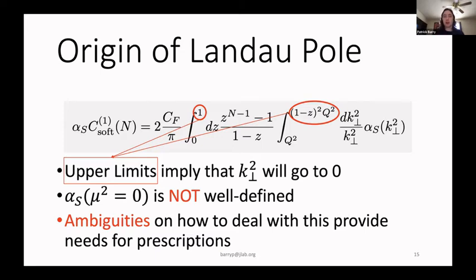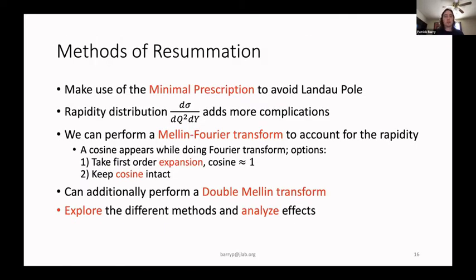In practice, what we do is make use of the minimal prescription, which was brought up by Catani et al. in the 90s. What we do really is avoid the Landau pole, because we know exactly what that looks like in Mellin space. That's all well and good for the mass distribution, d sigma dQ squared. But when we have the rapidity distribution, d sigma dQ squared dy, where y is the rapidity, this adds a little bit more complication.